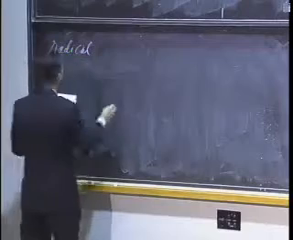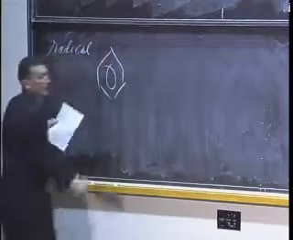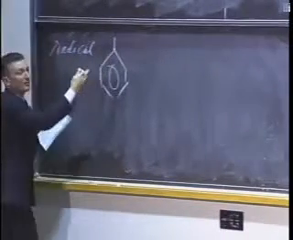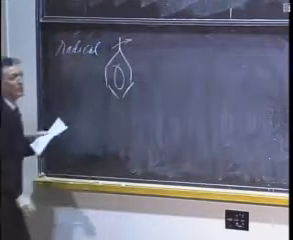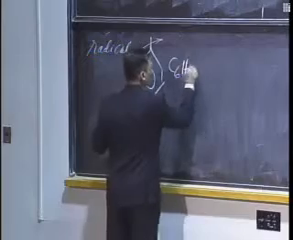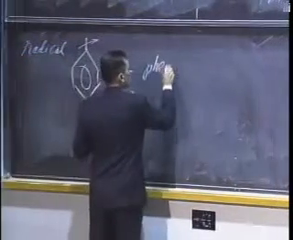Last thing is the radical. The radical here, if we take benzene, and now I'm going to indicate that this is the one that's got the missing electron, okay? So there's only one electron in the orbital. This radical, which is C6H5, is called phenyl.